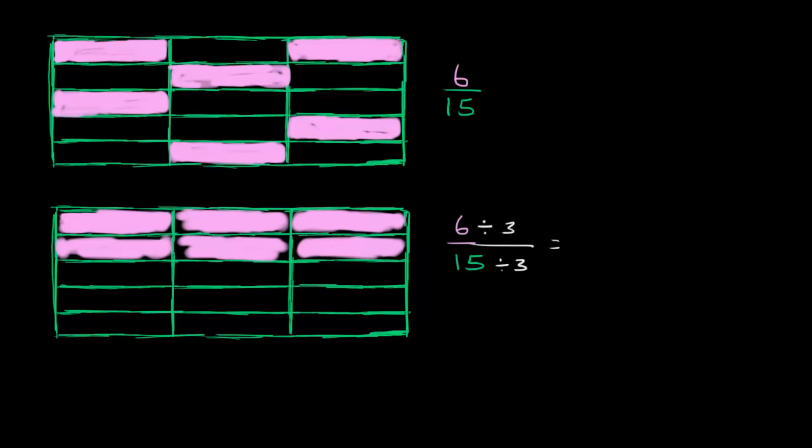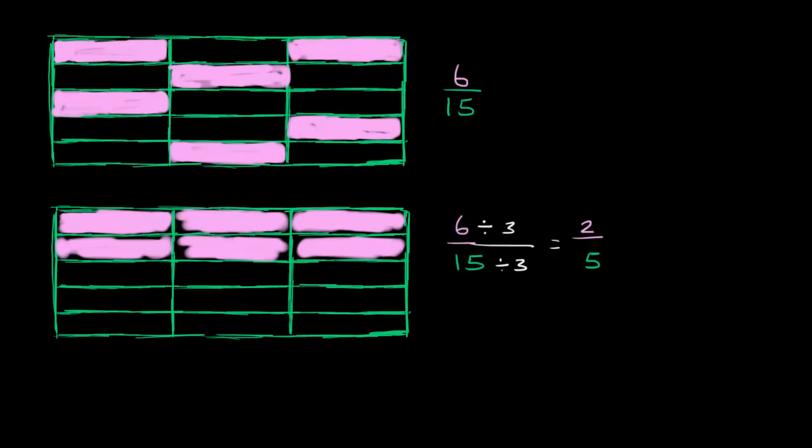And what do we get? We get 2 over 5. Now, how does this make sense? How does this make sense in the context of this diagram right here? Well, here we start off with 6 shaded in. You divide by 3, you have 2 shaded in. So what you're essentially saying, hey, let's group these into sections of 3.